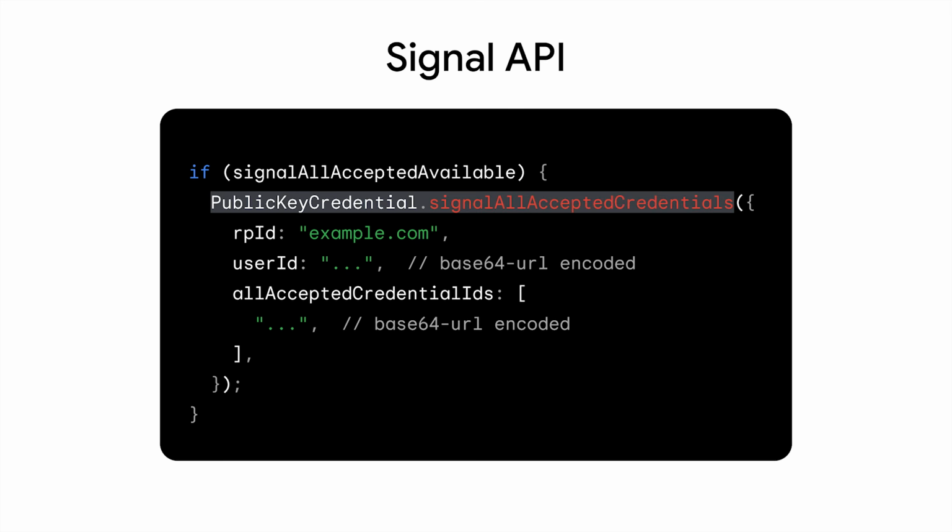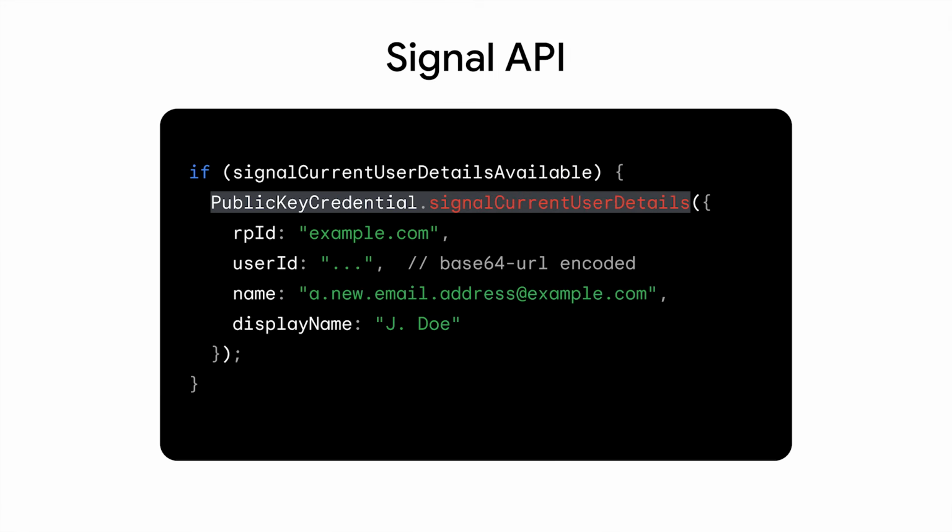Do this after every sign-in and whenever the user deletes a passkey. Use Signal all accepted credentials to ensure the list of passkeys is kept in sync with the password provider. And last but not least, call Signal current user details to ensure the user's name and display name shown in the passkey list are kept in sync. Consistently calling Signal API methods ensures the prompt the user sees next time they sign in is accurate.